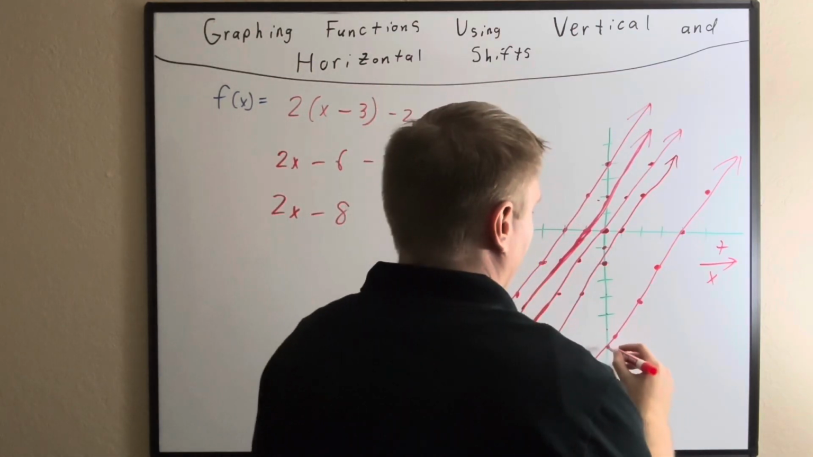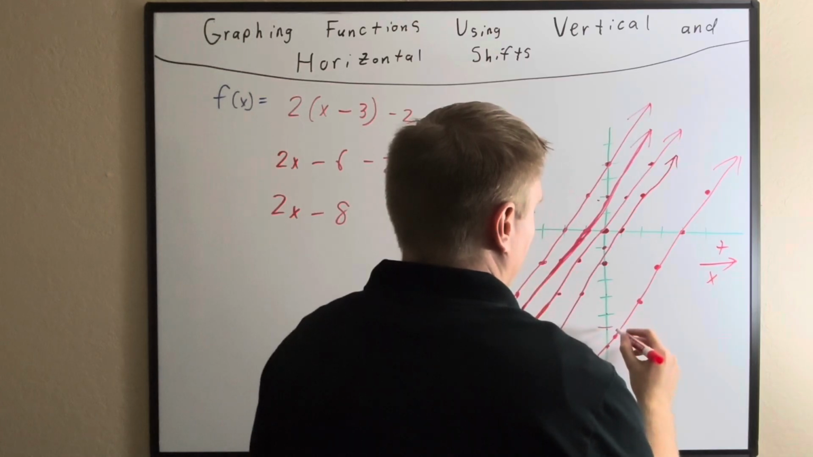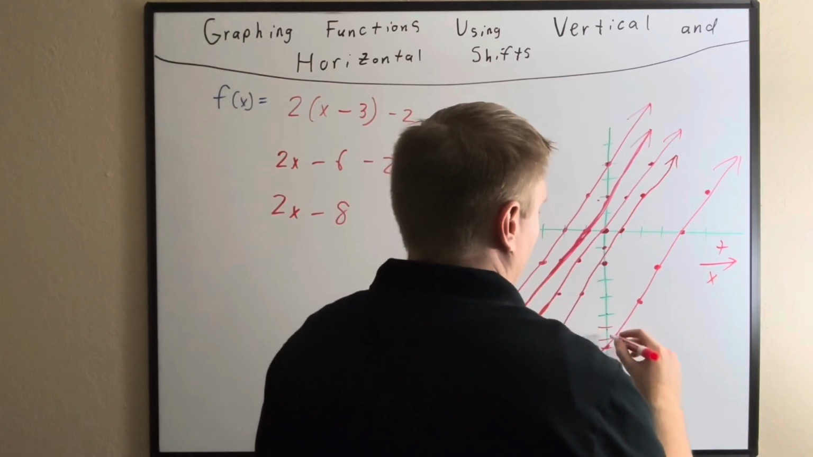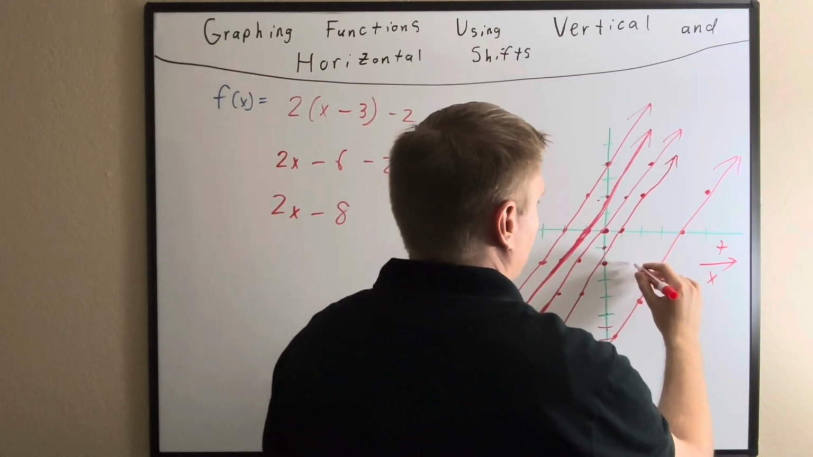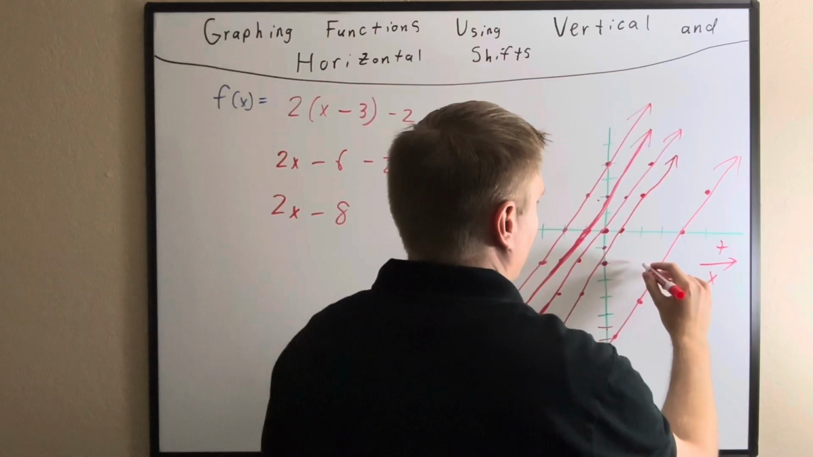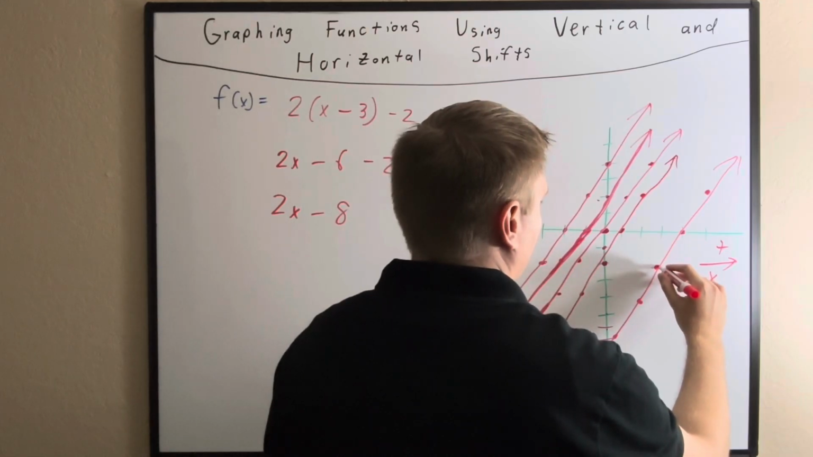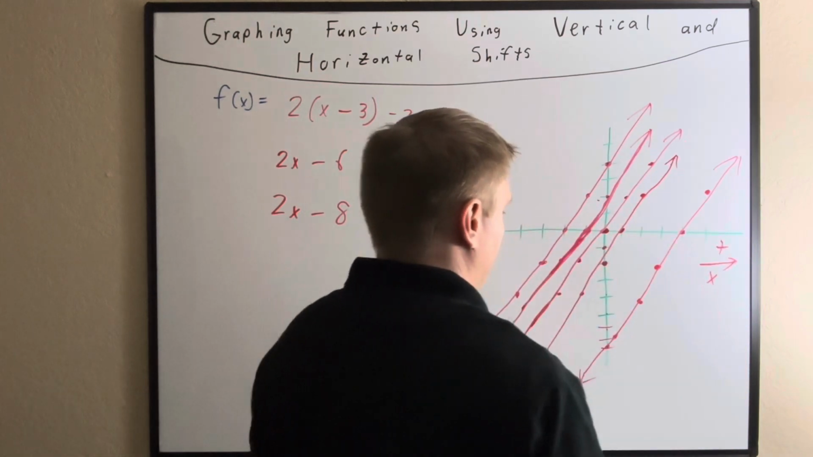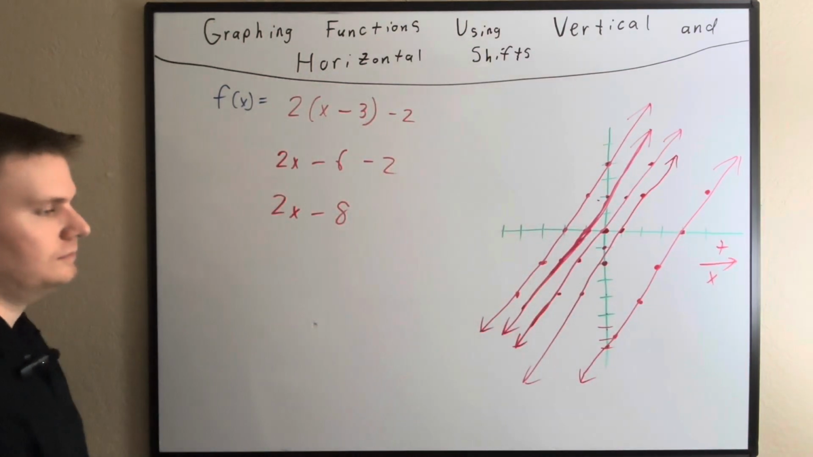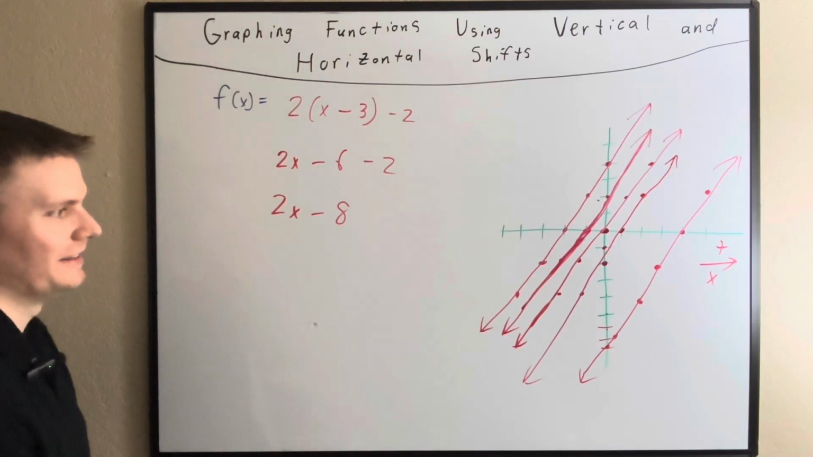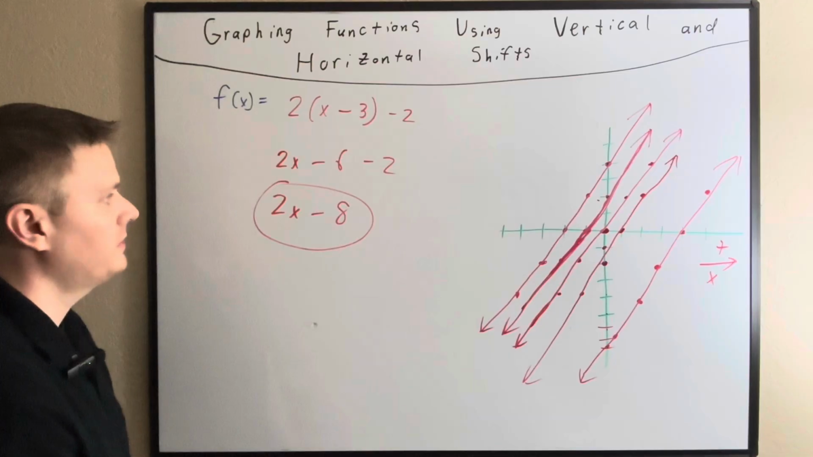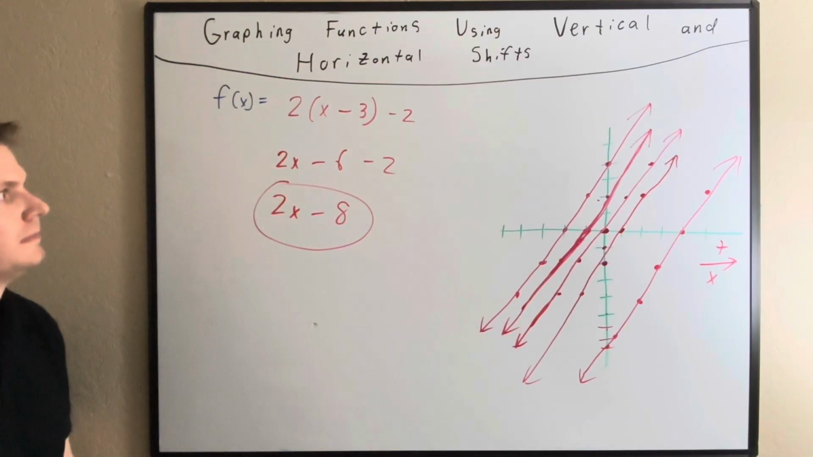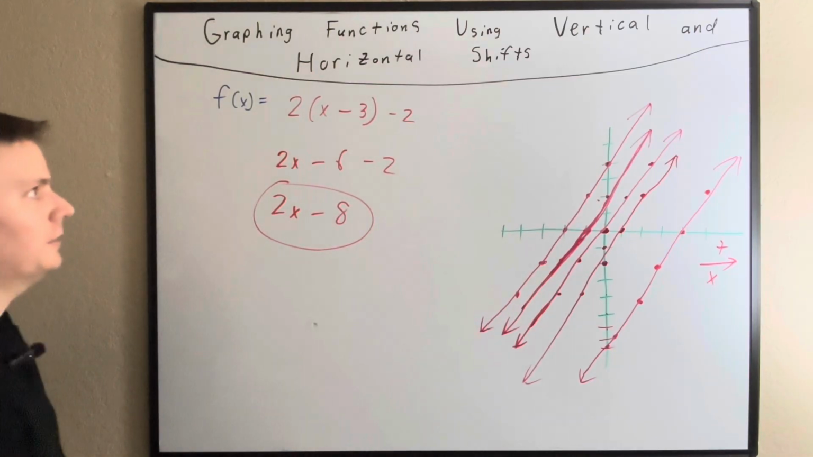Let's see. One, two, 1, 2, 1, 2, 1. Yeah. 1, 2, 1. Yeah. I didn't draw it right, but yeah, this is what we just graphed. Isn't that fun? How that worked?